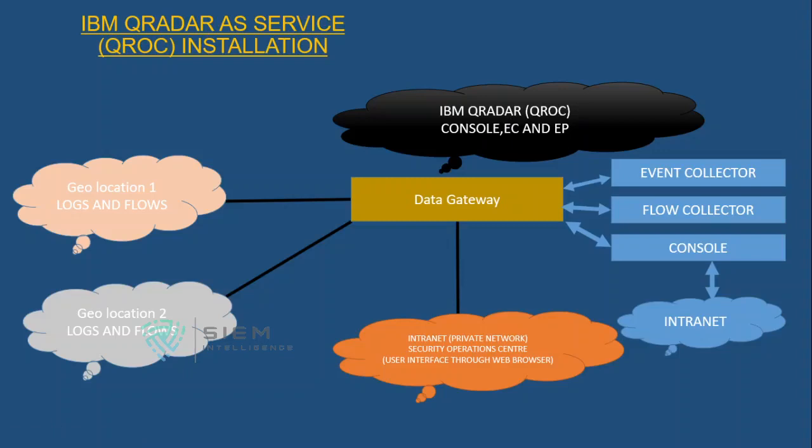You can integrate on-prem event collection, online event collection, on-prem flow collection, online flow collection. You can integrate multiple. See, there is an EC where the data is directly collected over here, and there is an EC over here from intranet where it is collecting logs, and it will send to some data gateway. From here it is again sent to QRoC. That is possible. So there are so many ways in a QRoC. It is as good as, you can say, traditional installation. The way you want to do, you can do.